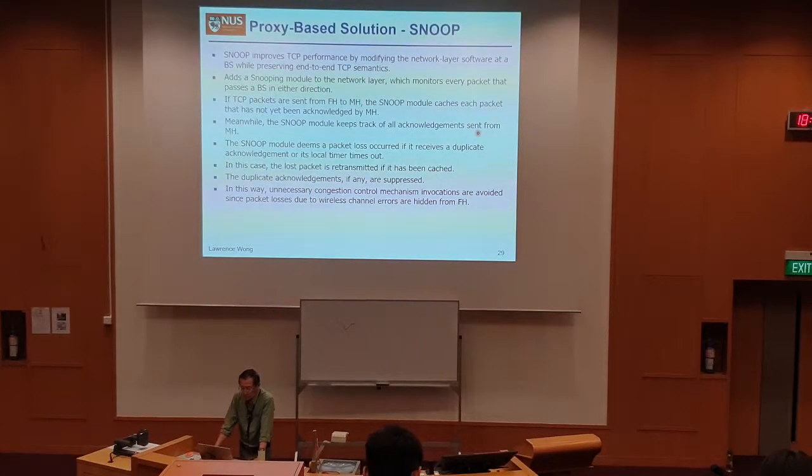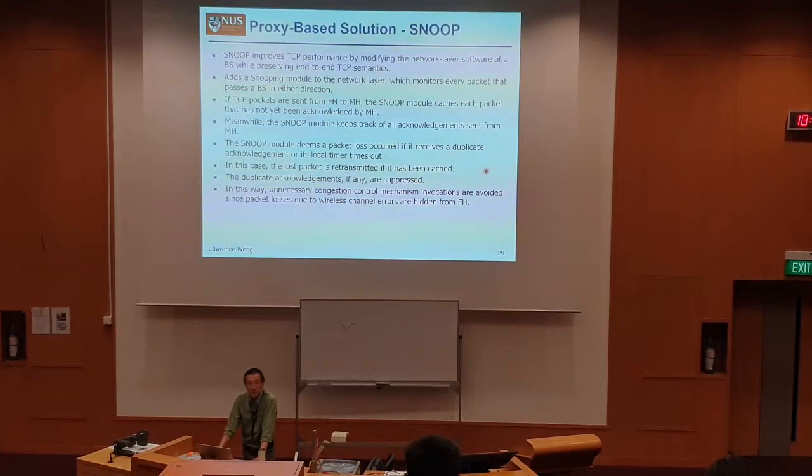Meanwhile, the Snoop module keeps track of all acknowledgements from the mobile host. Then the Snoop module deems a packet loss occurred if it receives a duplicate acknowledgement or its local timeout expires. In this case, the lost packet is retransmitted by the mobile host if it has been cached. Duplicate acknowledgements, if any, are suppressed. Unnecessary congestion control mechanism invocations are avoided since packet losses due to wireless channels are hidden from the fixed host.